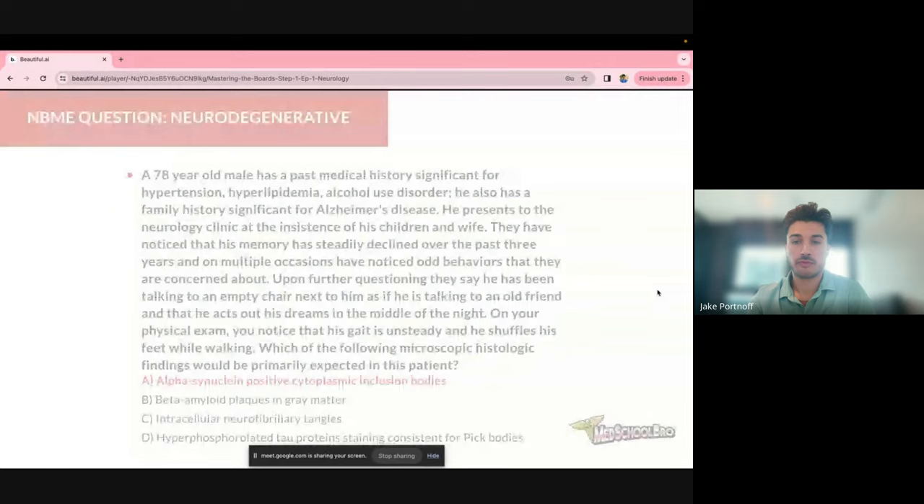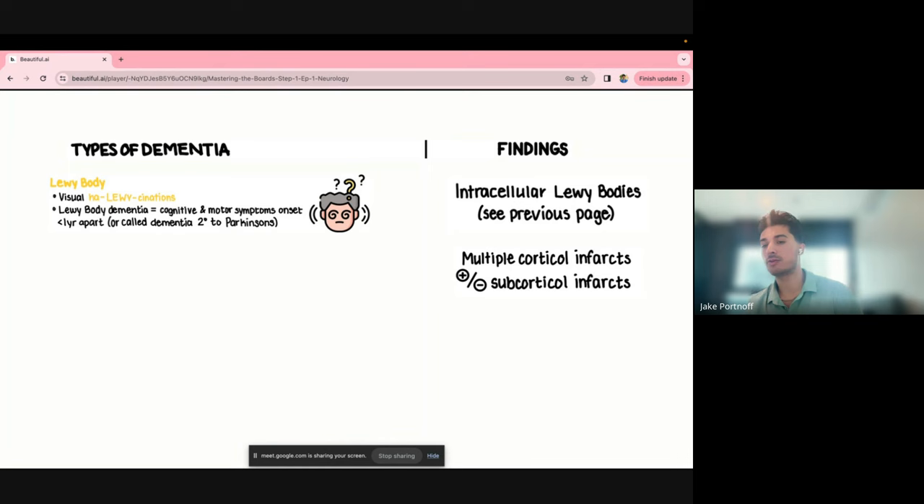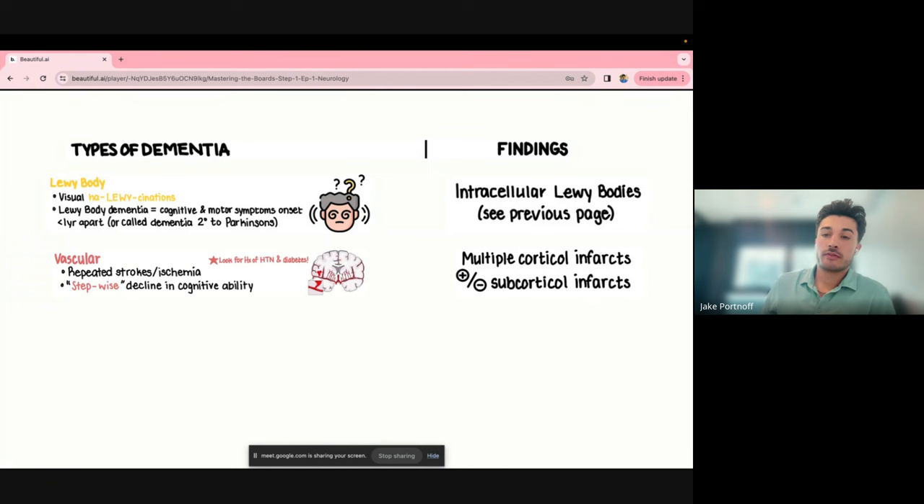Let's go to the next one. Finding multiple cortical infarcts, subcortical infarcts. What type of dementia is that? Good, vascular. This stem is going to give you a progression, a deterioration over many years, and tons of risk factors for strokes, like hypertension, hyperlipidemia, diabetes, et cetera. So look out for that history in the vignette, and look for this stepwise decline in cognitive ability over years. That's going to show that there have been multiple infarcts occurring over the years. Okay, look out for that.